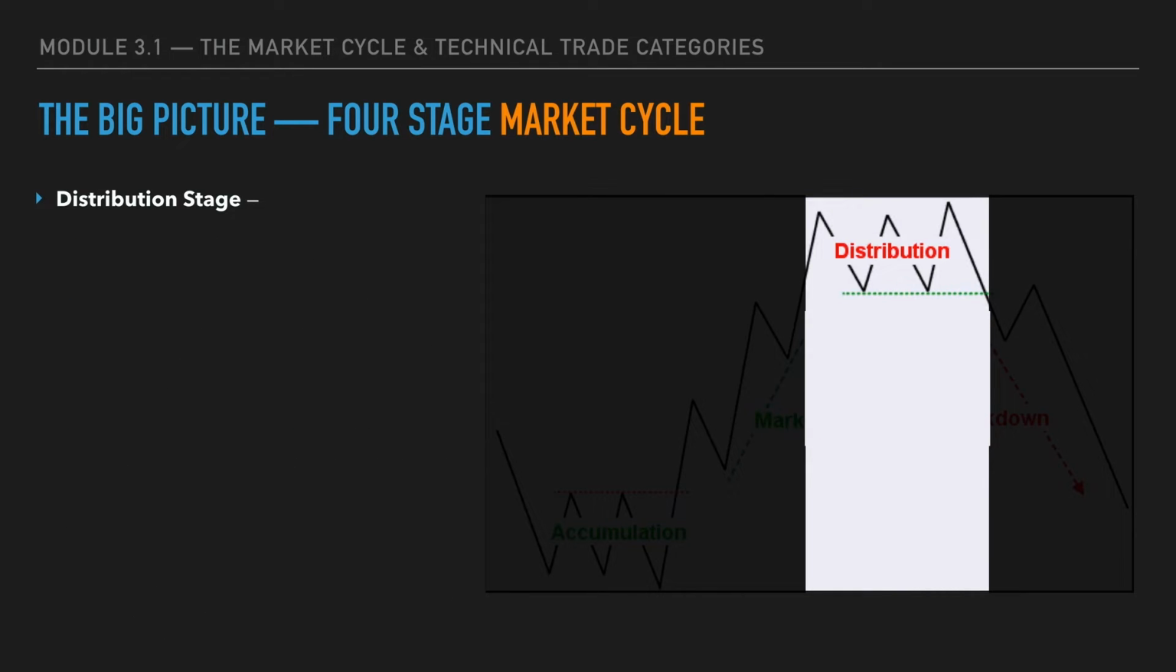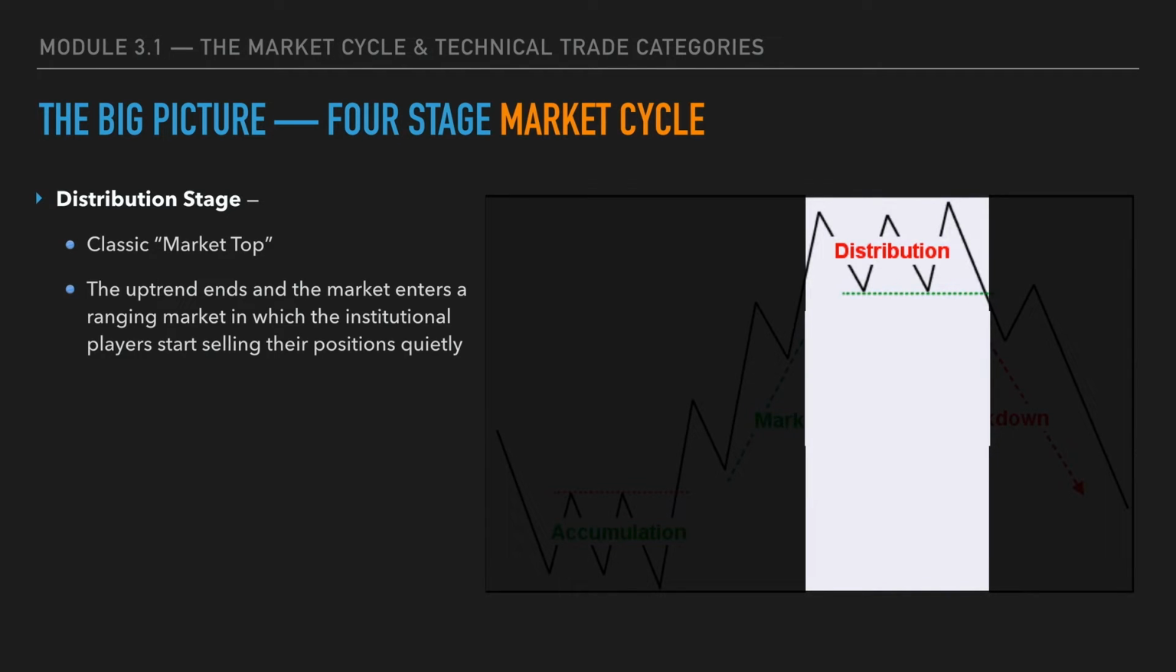After the mark-up stage, we come to the distribution stage. This is the classic stage of the market top. The uptrend ends, and the market enters a ranging market where the institutional players start selling their positions quietly. It's kind of like the accumulation stage. The distribution stage is for the institutional players to start unloading their positions.